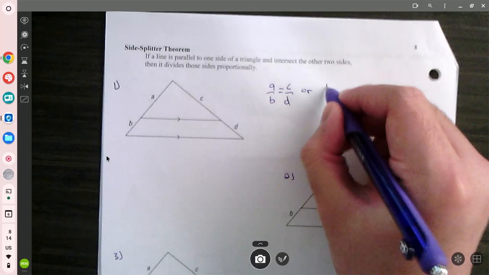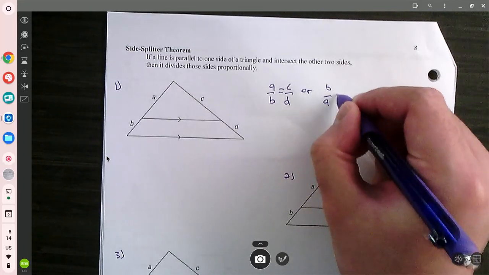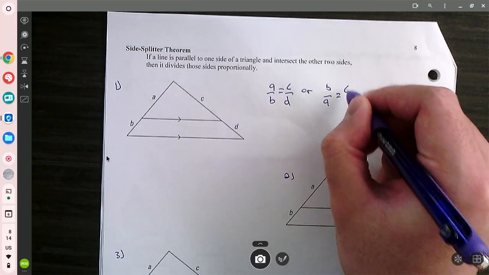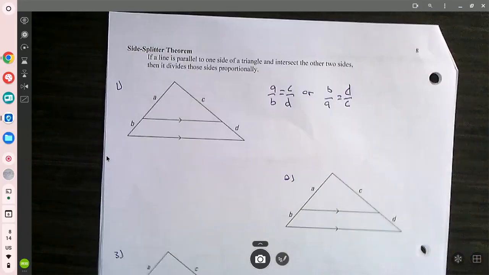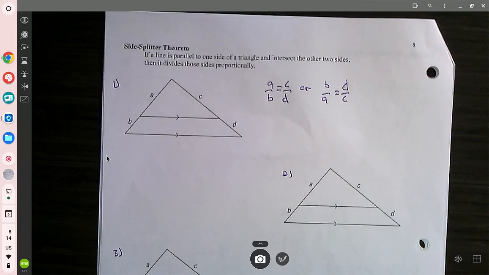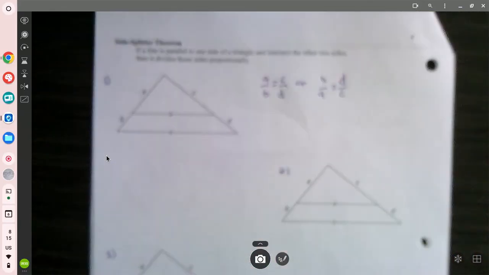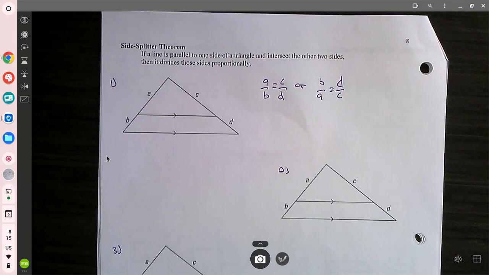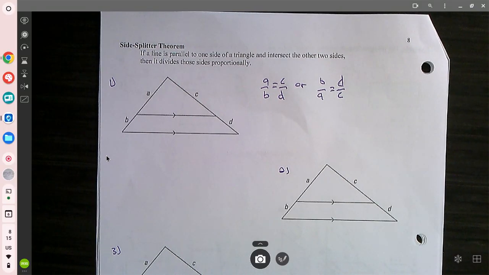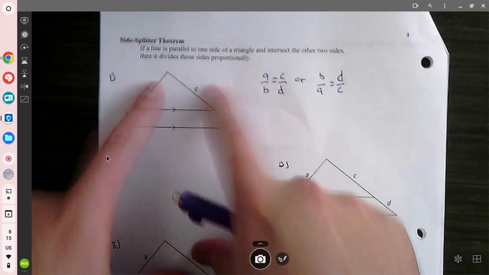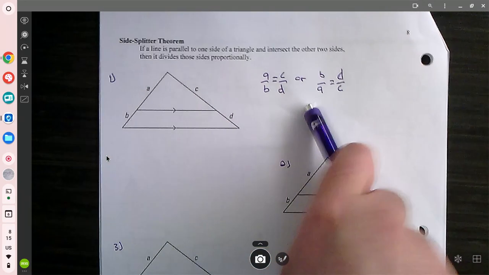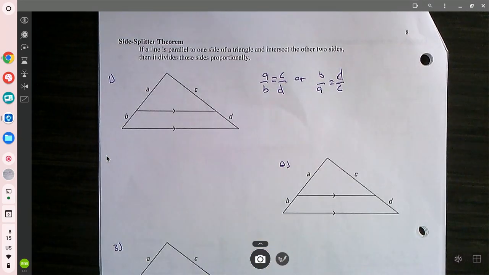Or the vice versa. B over A has to be equal to D over C. Okay, so if we ever see triangles where the bottom sides are parallel and we have all four distances, this must be true.